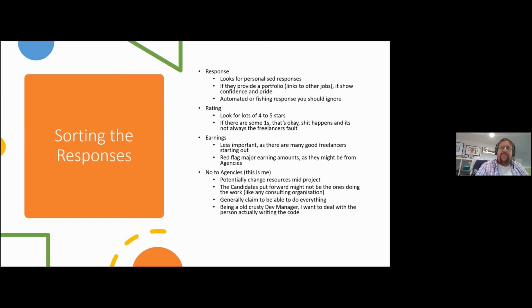Ratings, and I'll talk about ratings, are really important for freelancers, particularly. So look for lots of your 4s and your 5s. However, I'm not put off by seeing a couple of 1s, right? And the reason is because, as I said, shit happens, right? We've all been involved in projects where they go belly up for no particular reason, and in particular, no particular fault of, say, the developer. It's another scenario.